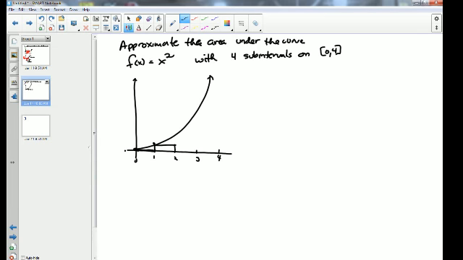What point is this on the graph? 1, 1, right? So how tall and how wide is my rectangle? 1. So the area of this rectangle is 1 times 1, because it's 1 wide and 1 tall. What about that point? 2, 4, because you plug 2 in. 2 squared is 4, right? How big is that rectangle?